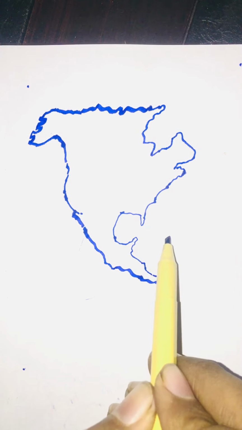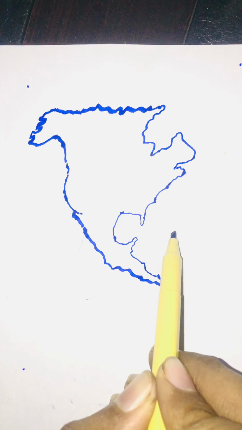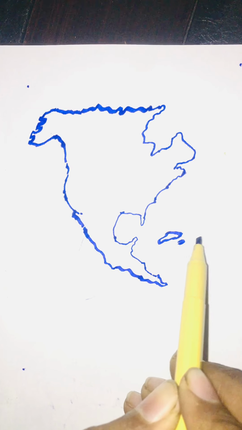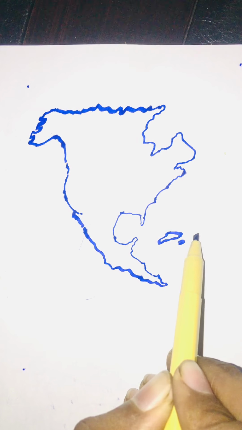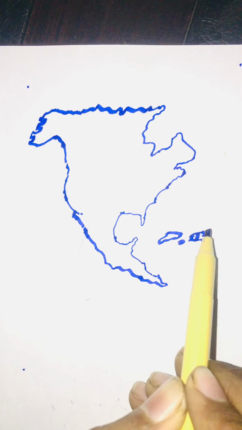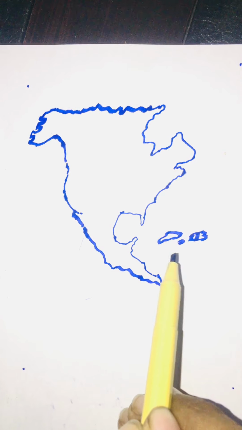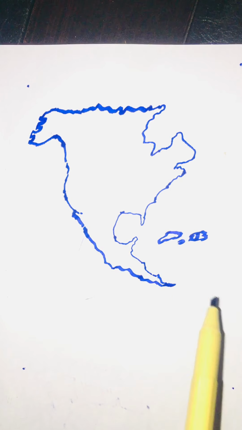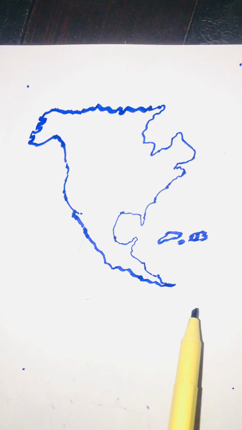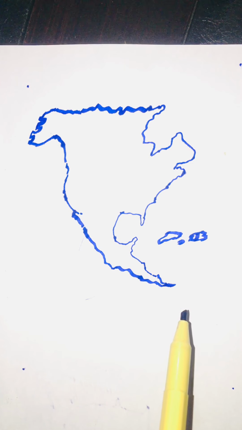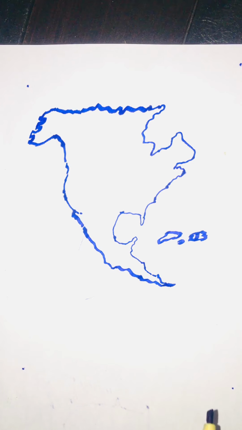There are some islands which are Cuba, Haiti, here some two countries, Dominican Republic, etc. So here near Panama, we are going to make the part of South America. I will stretch the screen upward so that you can clearly see what's going on next.